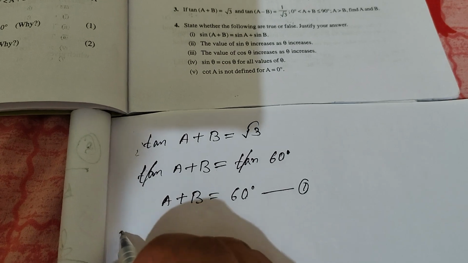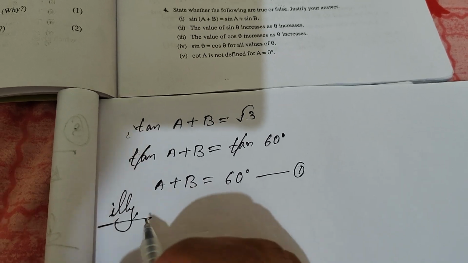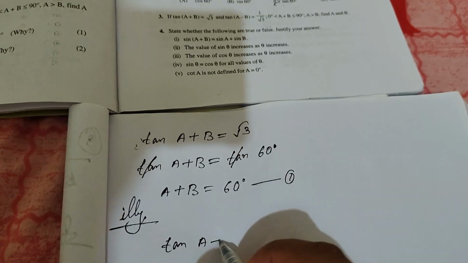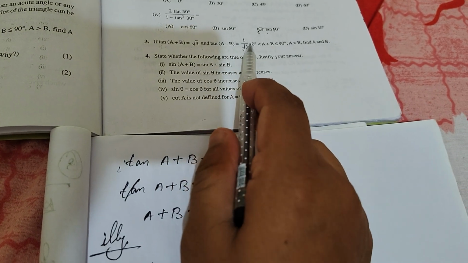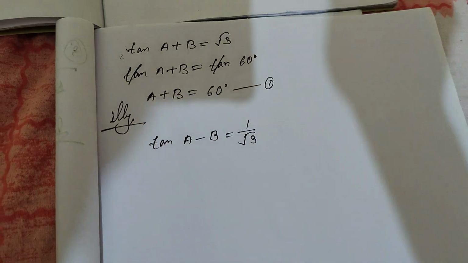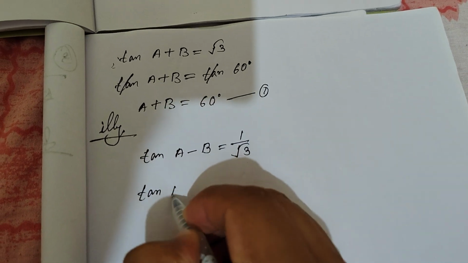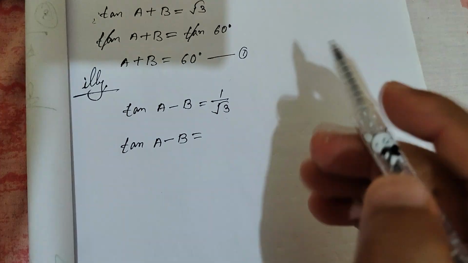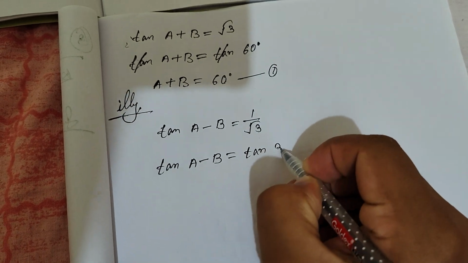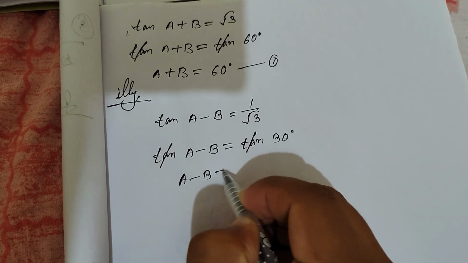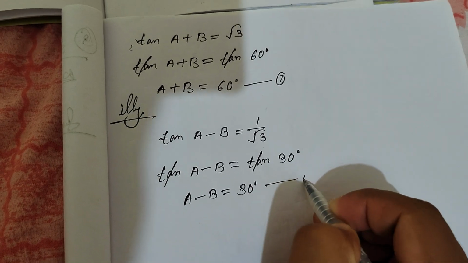Okay. Similarly, tan of a minus b, you can see equal 1 by root 3. Equal what? 1 by root 3. Clear? Now again, tan of a minus b equal, again you can see here, where is 1 by root 3? In tan 30 degree. Okay, again tan gets cancelled. A minus b equal what? 30 degree. Equation number 2.